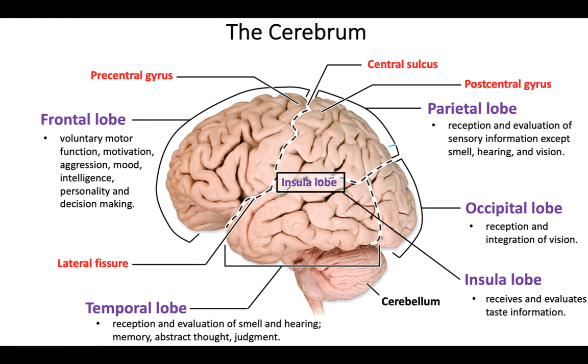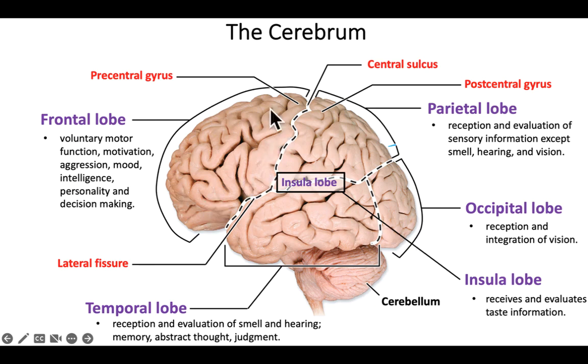So what are we looking at here? Let's identify the lobes. First off, I never want to forget the insula lobe. The insula lobe is on the inside. It's not found on the surface. You would have to move some of this out of the way and look on the inside for that insula lobe. That's the one students always forget because you don't see it on the surface. And inside that insula lobe, we have what's called the gustatory area, which receives and evaluates taste information. All right, so the insula lobe is involved in taste.